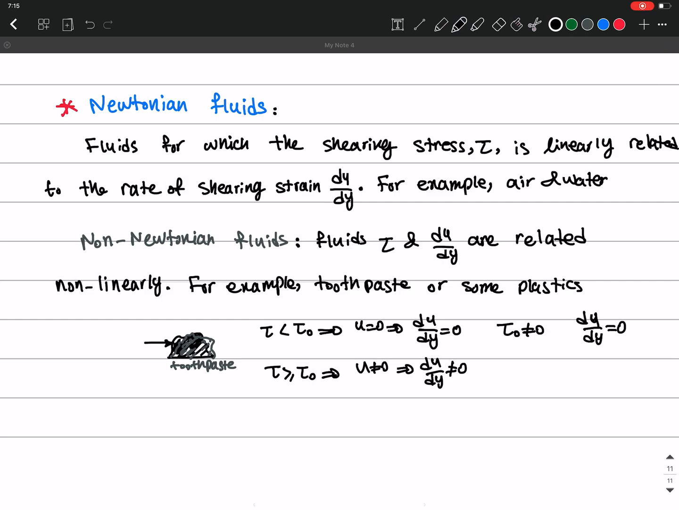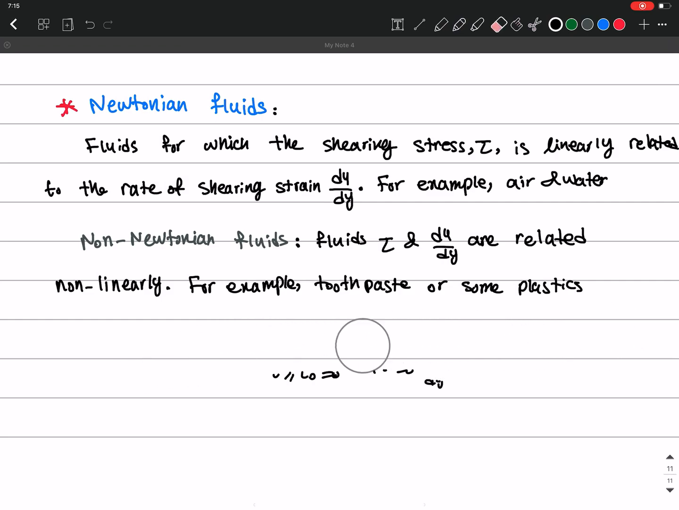And so that is why we call the toothpaste non-Newtonian, because you need to exert some force in order for it to start moving. But that's not like water. For water, once you exert any force, even very, very weak force, it's going to move. Why? Because it's a Newtonian fluid, because it has a linear relationship between velocity gradient and stress, shearing stress.